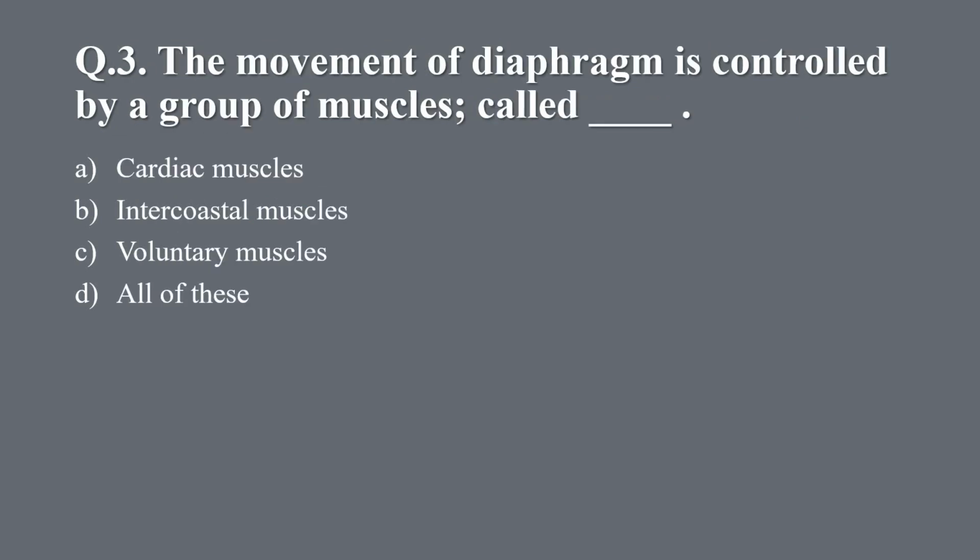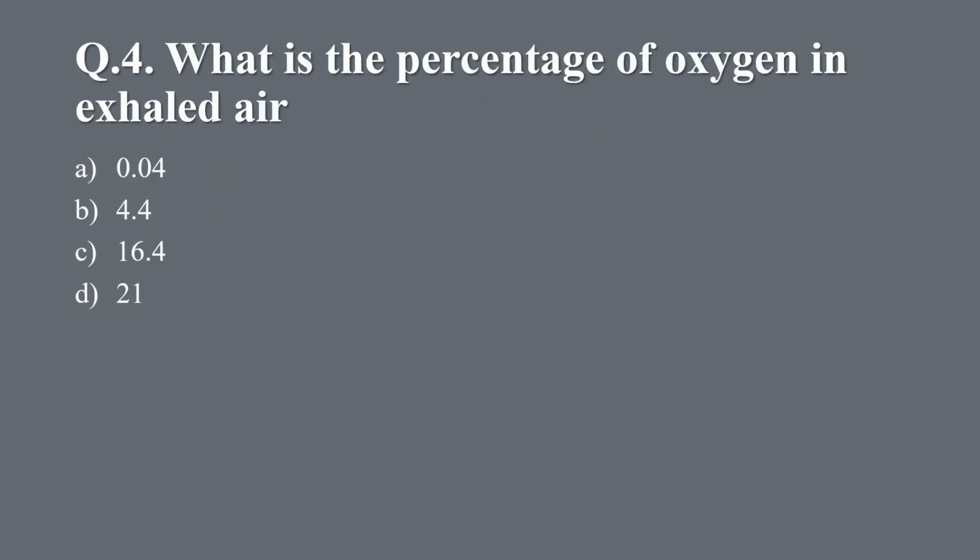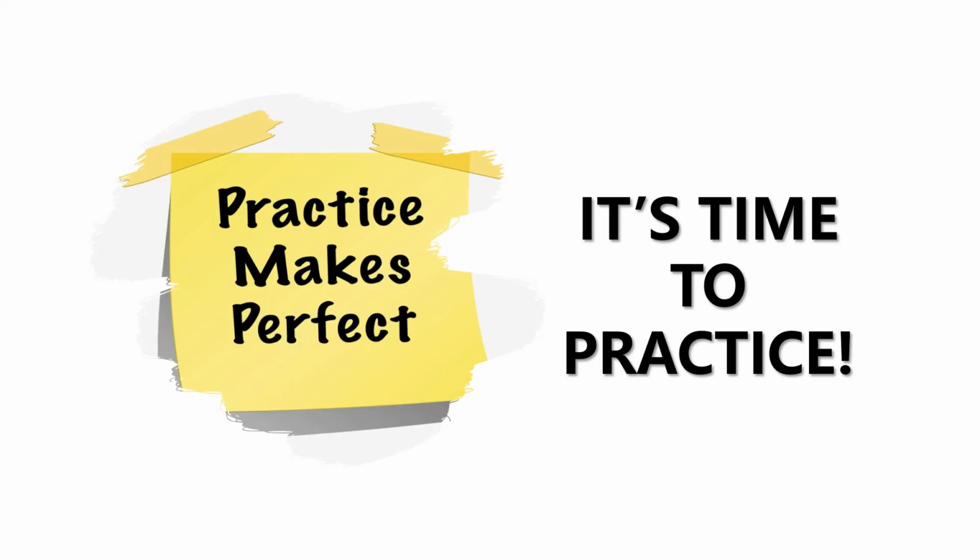Diaphragm. Question 3. The movement of the diaphragm is controlled by a group of muscles called dash. A. Cardiac muscle, B. Intercostal muscles, C. Voluntary muscles, D. All of these. And the right answer is B. Intercostal muscles. Question 4. What is the percentage of oxygen in exhaled air? A. 0.04, B. 4.4, C. 16.4, D. 21. And the right answer is C, 16.4.